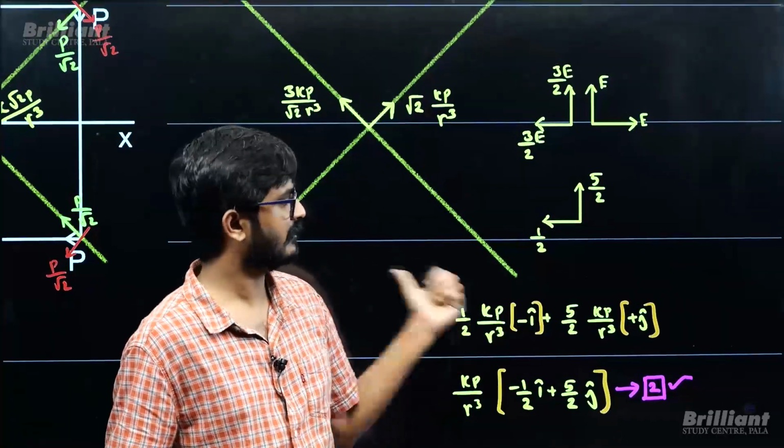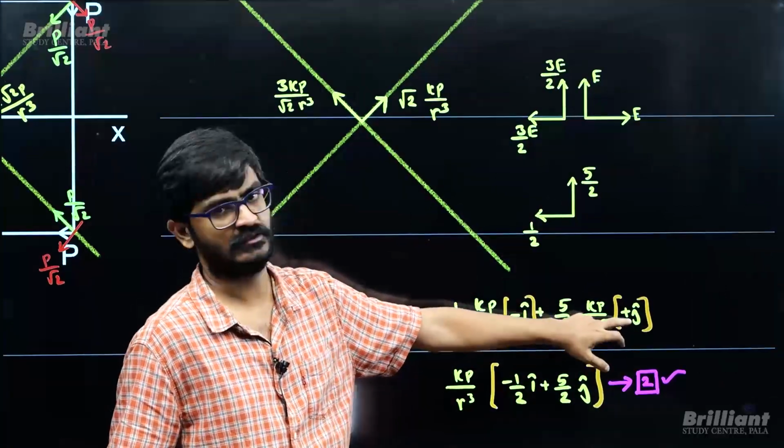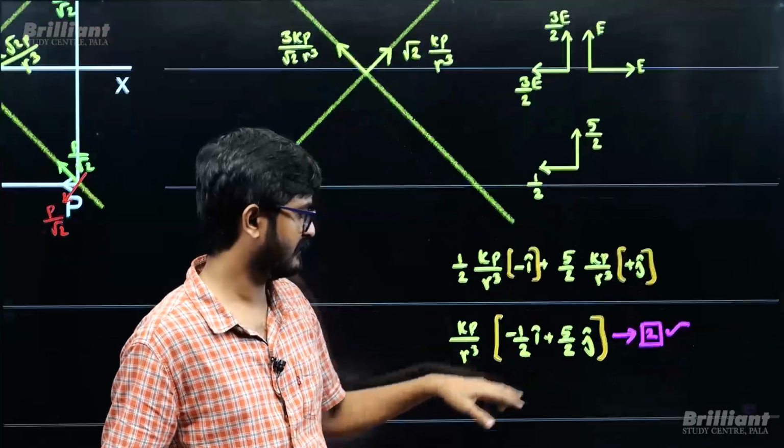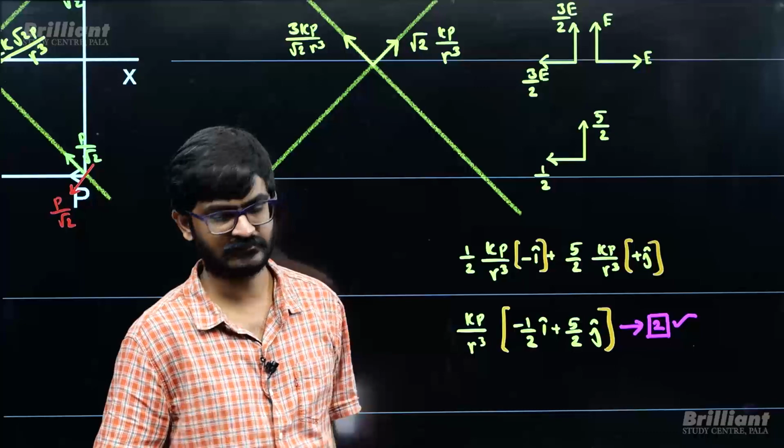E is Kp by R cube along the negative x axis, 5 by 2E along positive y axis. This is what they are asking, right? So, they are asking what is the value of x plus y.